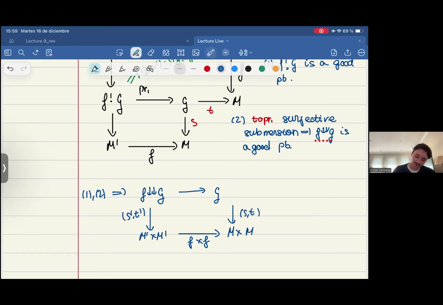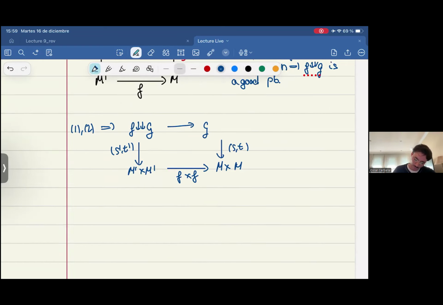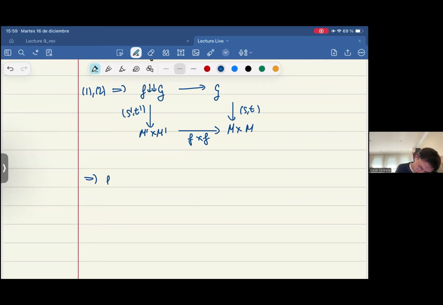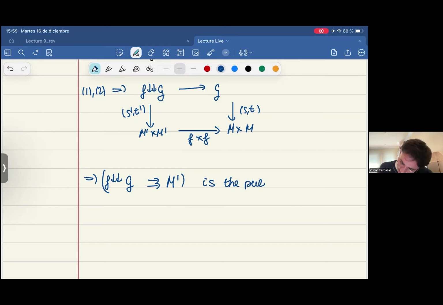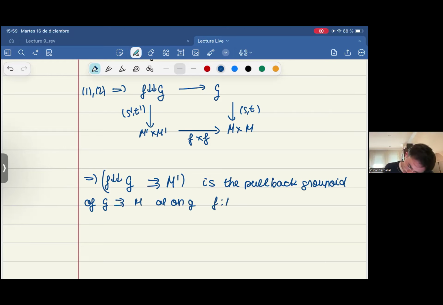And the interesting thing here is that this groupoid here, under these conditions, let me write it in this way, is the pullback groupoid of our original groupoid, which is over M, along the map F.